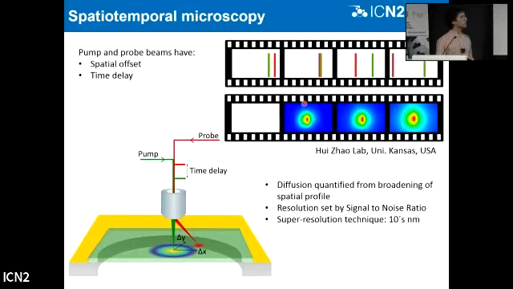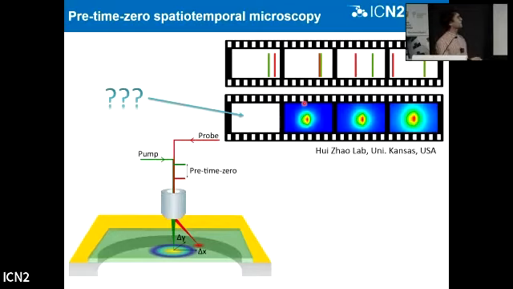So the diffusion is quantified from the broadening of the spatial profile with a resolution that's set by the signal to noise ratio of the data acquisition, not by the diffraction limit, which makes this a super resolution technique capable of resolving profiles that are broadened by tens of nanometers. However, you'll notice there's a missing panel in my movie reel here.